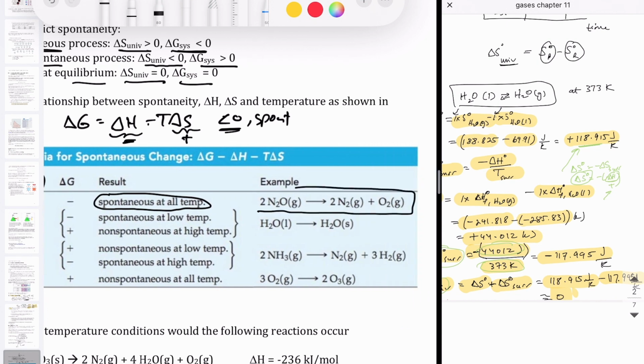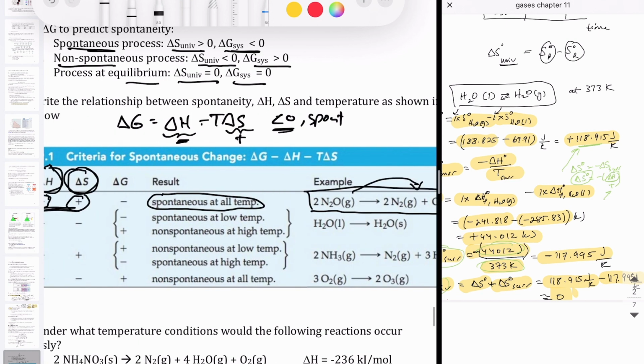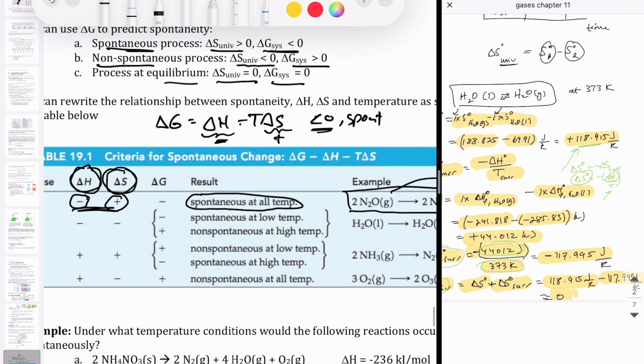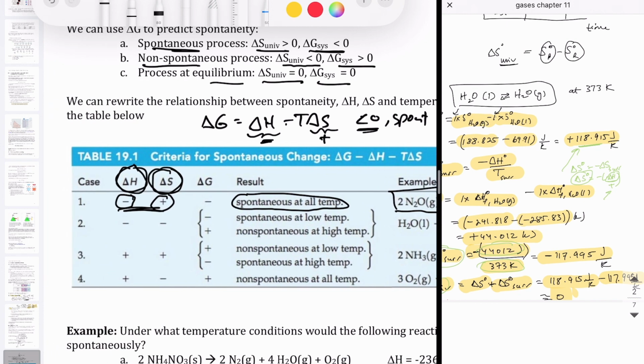An example of this type of reaction is this decomposition of N2O. You can clearly see that the entropy increases here. And in this case, if we calculate the enthalpy, we also find that the enthalpy change is negative. Okay, what about if you have negative and negative?